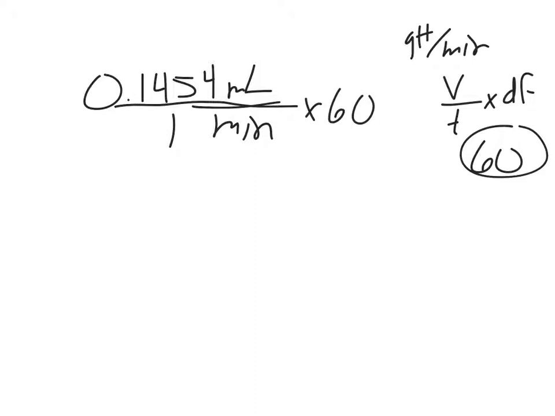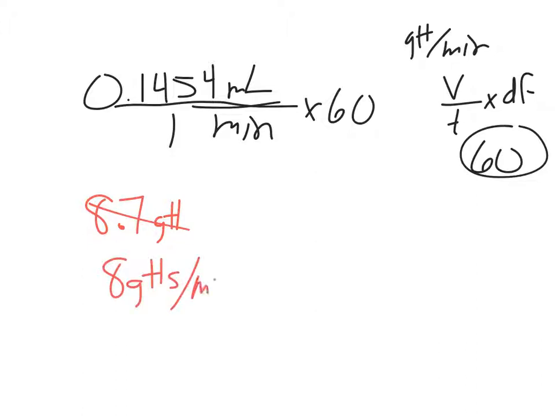So 0.1454 times 60 means that first number in our range is 8.7 drops. But drops are rounded to the nearest whole number, so it's 8.724. So that's about 8 drops per minute.